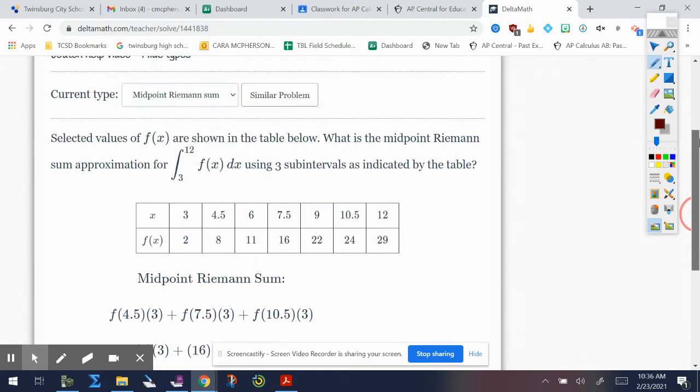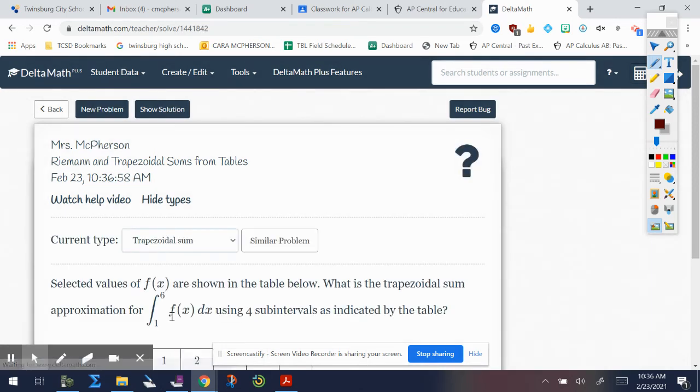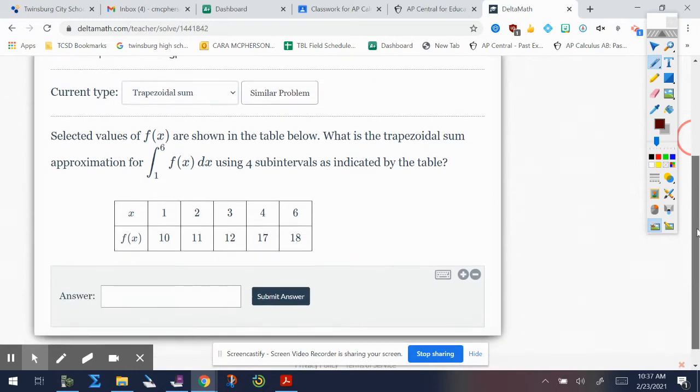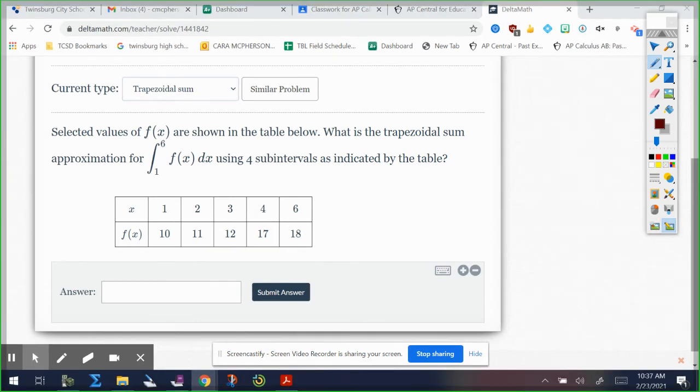So let me show you a trapezoid. Trapezoid's still pretty easy with the table, although it takes a little bit more work. But I still would prefer to do a table over any equation. So this is splitting it into 4 subintervals. So we're going from 1 to 2, 2 to 3, 3 to 4, and 4 to 6. So they're almost even subintervals. So from here to here, from here to here, from here to here, and from here to here.